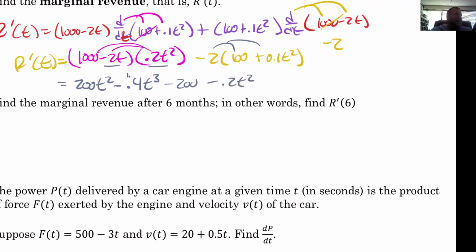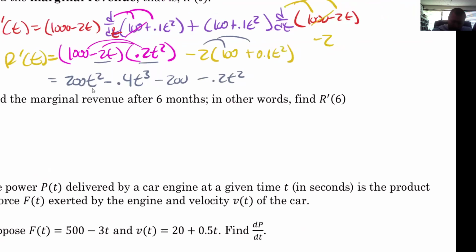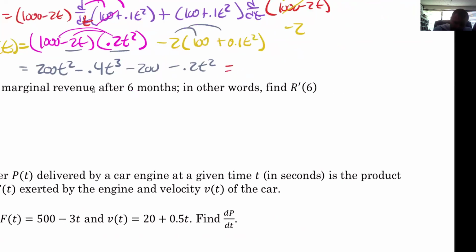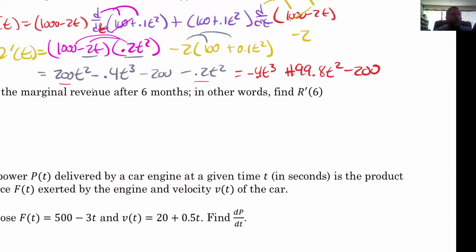And then I can do some subtraction if I wanted to. I'm going to get 200 minus 2/10 is going to be 199.8 t squared. I'm actually going to write this in standard form. So I'm going to put a minus 0.4t cubed first, plus that, minus 200. There's our marginal revenue.